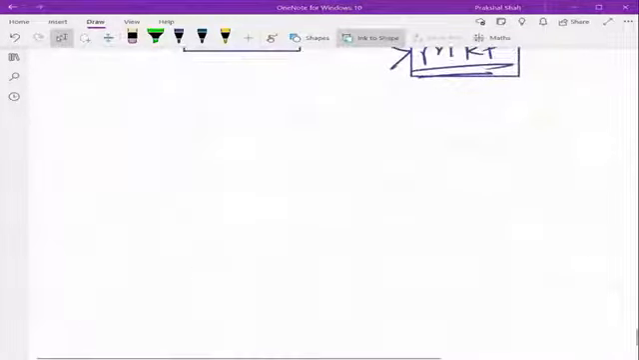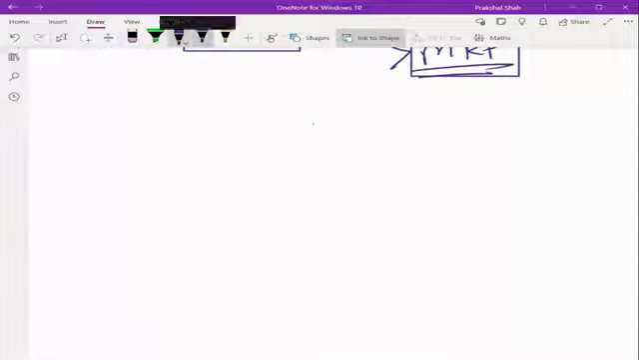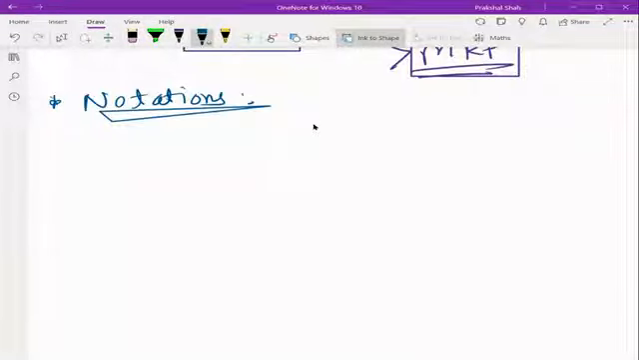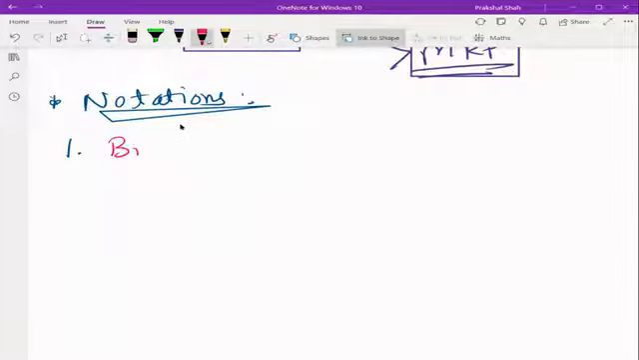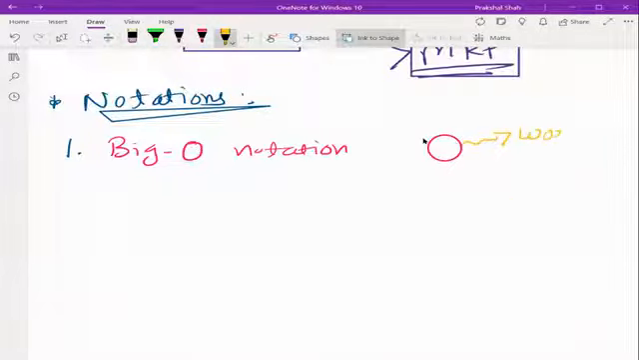Chalo. Now I'll tell you one more problem. Or else, there are a lot of problems, so I'll start with something else now. Let's say there are some notations to represent our complexity. Fine. So the first notation is our big O notation, which we already looked at, and it is represented by this O. It is used to represent the worst case. This we already know.